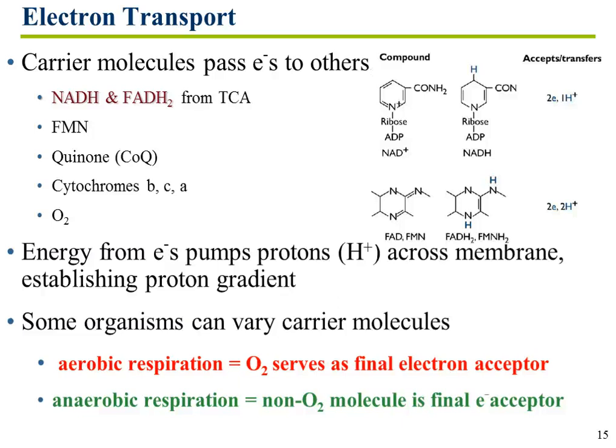Okay, now we need to talk about where the ATP is coming from, because I haven't mentioned it. All right, so look at this line in the middle. Energy from the electrons pump protons, hydrogen ions, across the membrane to the space between the membrane and the cell wall. And that's going to establish a proton gradient.